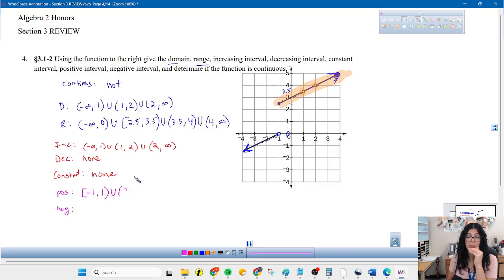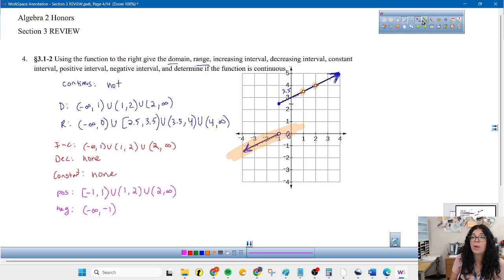Then from 1 to 2, we have all those points have a positive y value. And then from the 2 to infinity, all of those points also have a positive y value. The negative y value would be this other part. That is the part of the graph that has negative y values. So that part of the graph is negative infinity to the -1, not including the -1, not only because it's open, but also because the y value at that -1 will be 0, which would not be included anyway, since 0 is neither positive nor negative. Okay, and those are the key features.